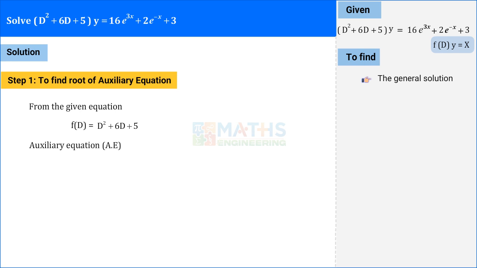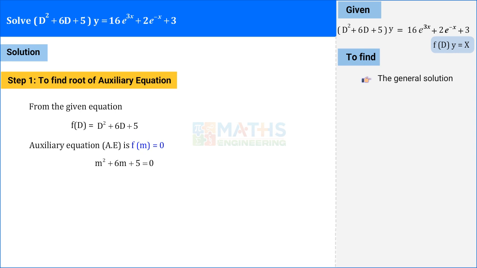Now we are going to find the auxiliary equation. How to find the auxiliary equation? The auxiliary equation is f of m is equal to 0. To find f of m is equal to 0, we replace D is equal to m in f of D. Then what do we get? We get m square plus 6m plus 5 is equal to 0.